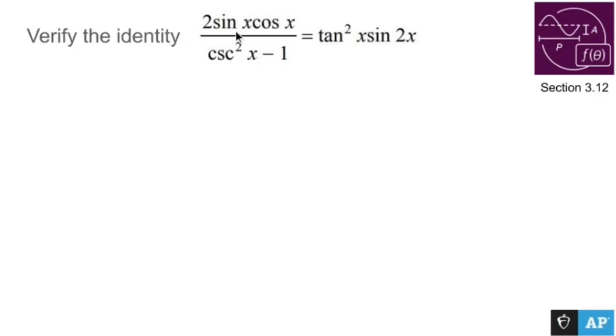Verify the identity: 2 sine x cos x over cosecant squared x minus 1 equals tangent squared x times sine 2x. What I need to do is take the stuff on the left, do a little bit of math magic, and see if I end up with stuff on the right. Now, this is what I see right off the bat.